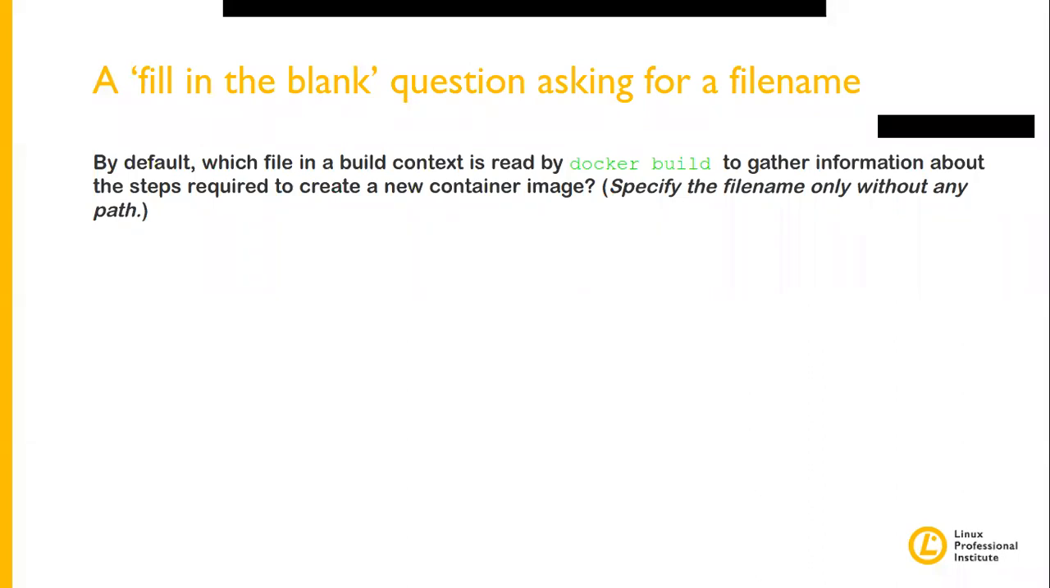Okay, here's a fill in the blank question asking for a file name. By default, which file in a build context is read by Docker build to get the information about the steps required to create a new container image? Specify the file name only without any path.